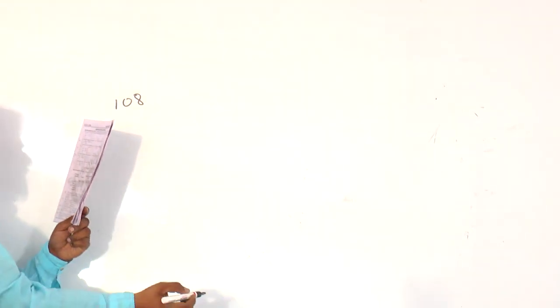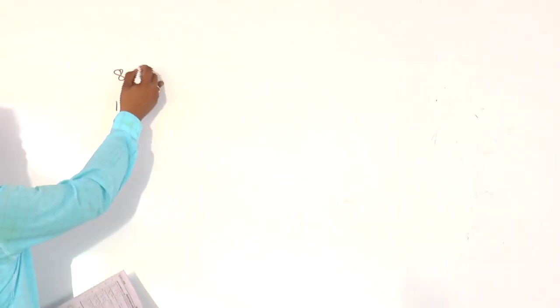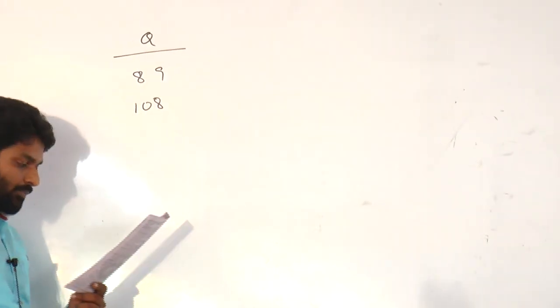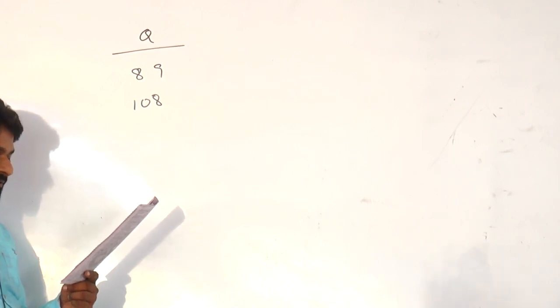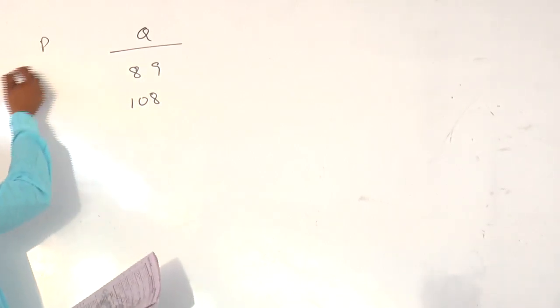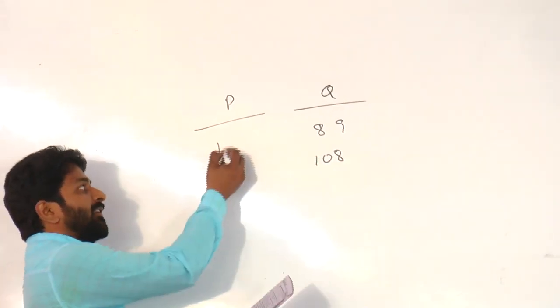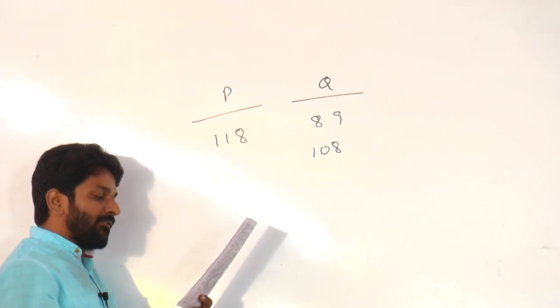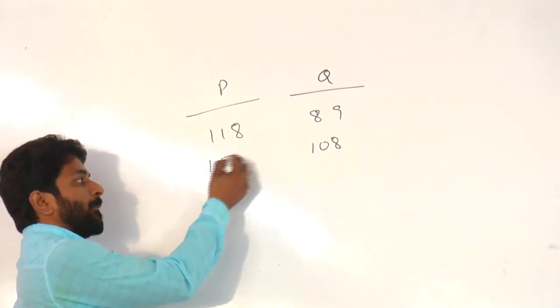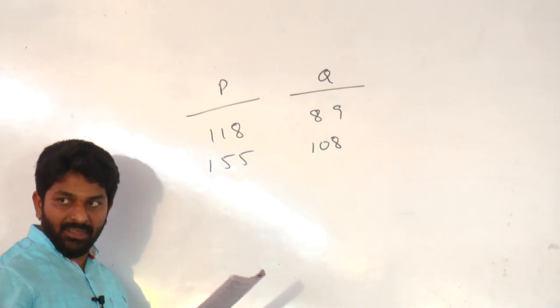Let's verify it only for those 5 seasons. Town Q, season 2: we have total 108 and previous year it was 89. This is for town Q. And then second option, town P, season 5. In season 4 we have total 118 and then in season 5 we have 155. Let me first note it down, then we can compare.